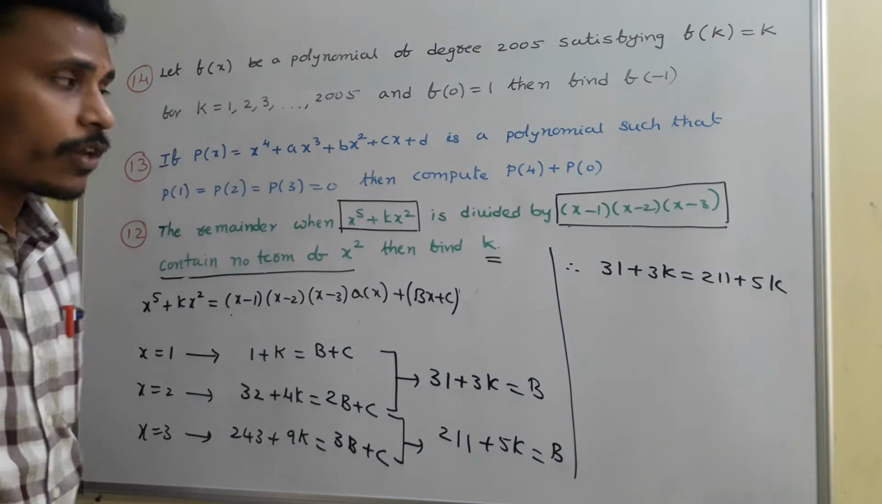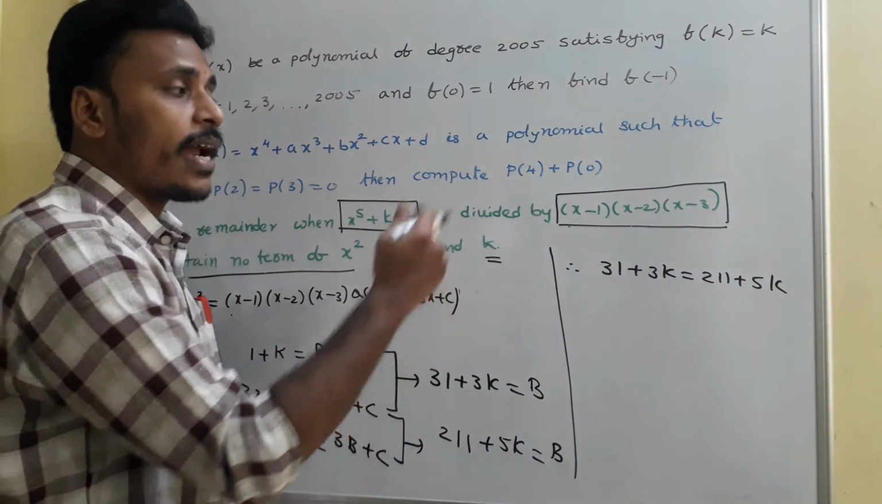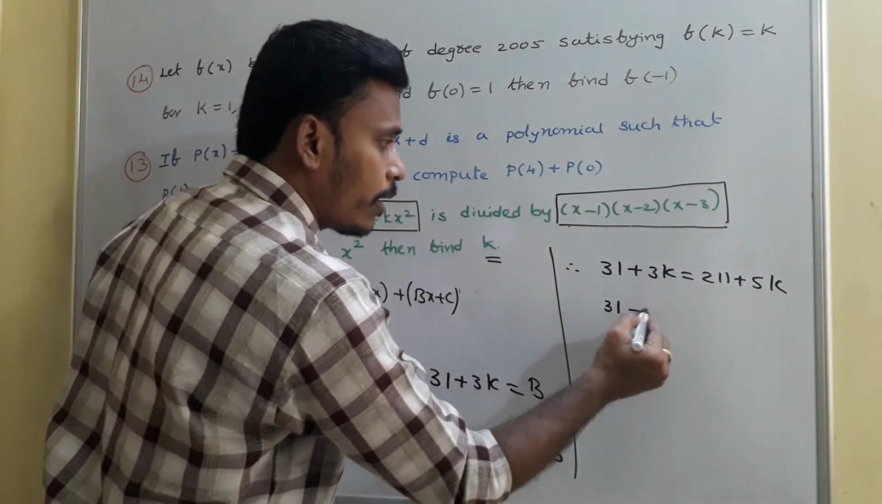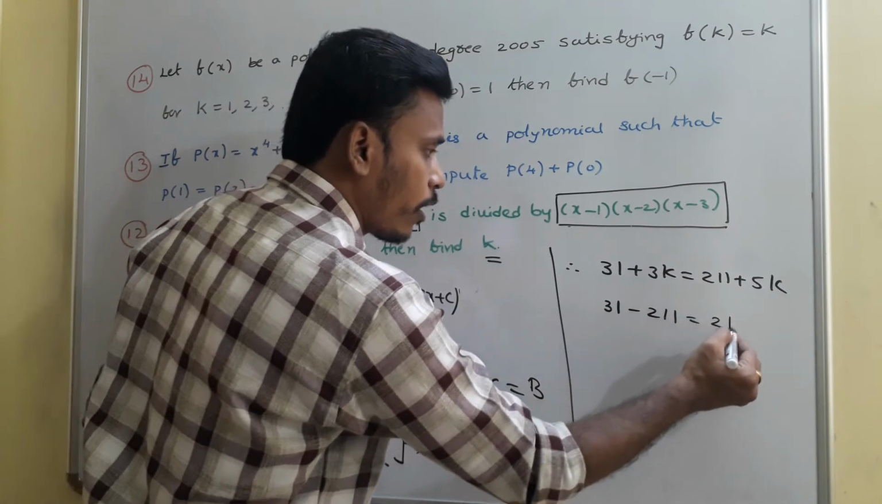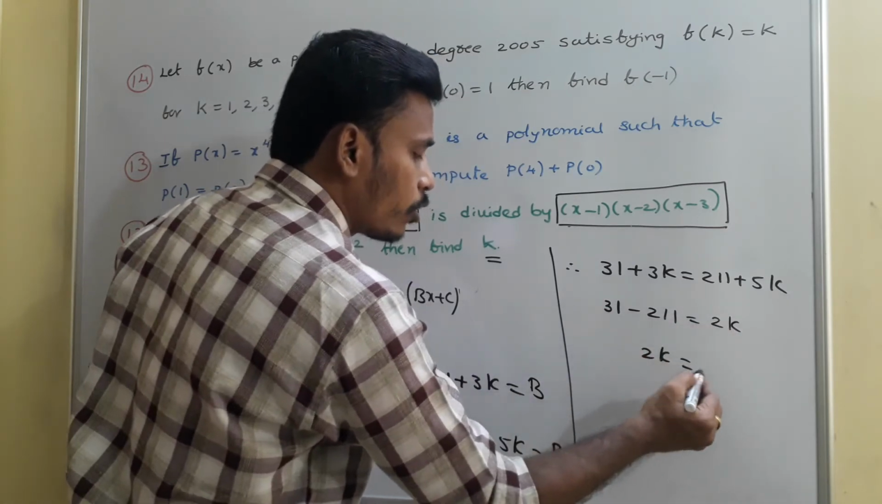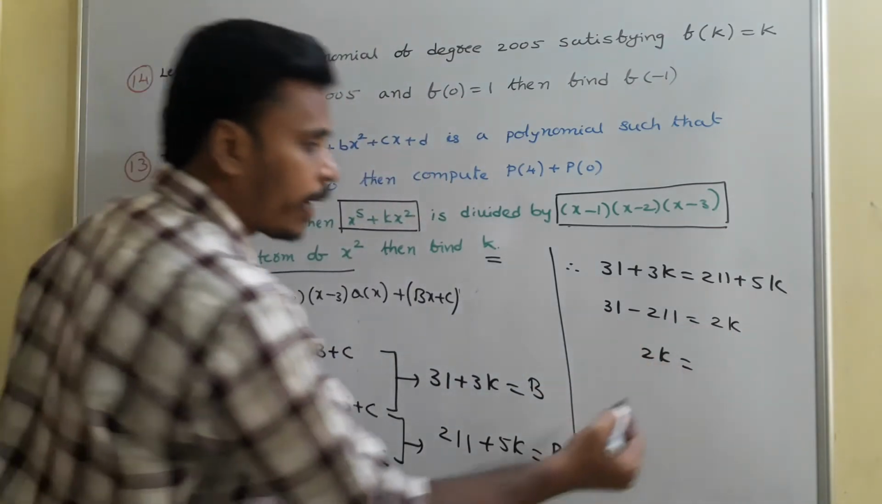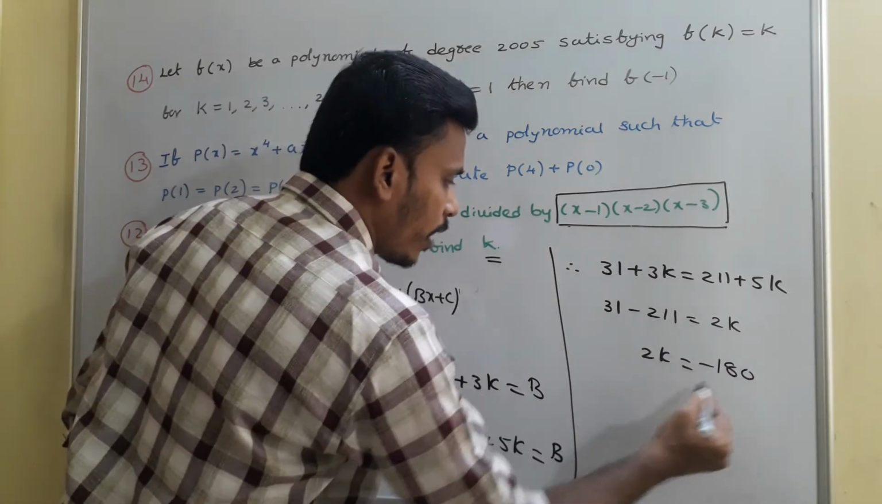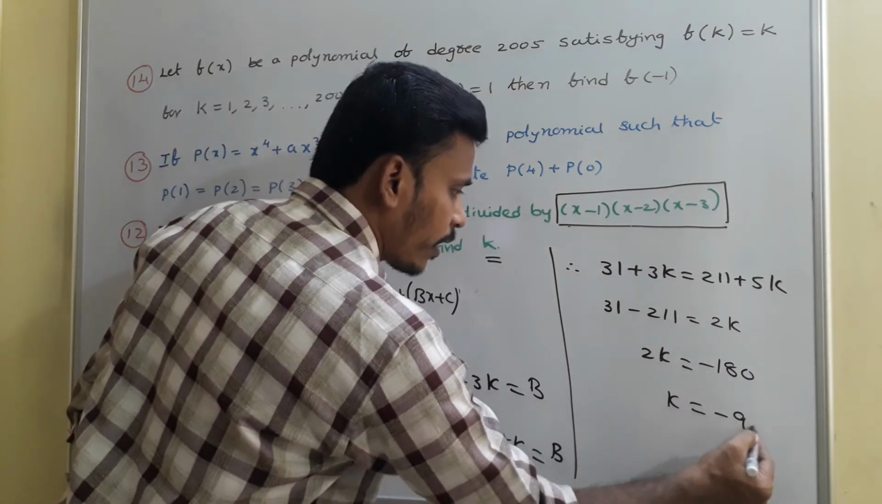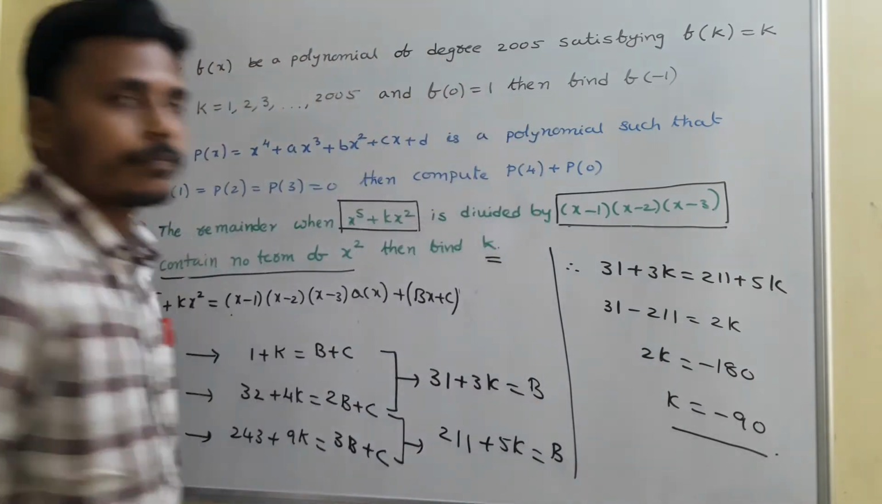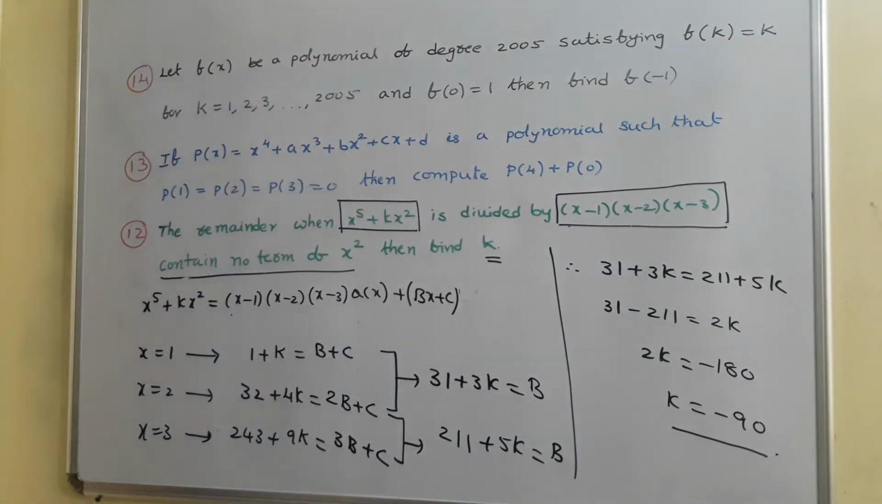Just do the usual simplification. Send this 211 that side, 3k that side. 31 minus 211 is equal to 2k. So 2k is equal to what to say? 180 minus 180. Since 2k is equal to minus 180, k value is minus 90. Just have a look. At the end, our k value for the problem is what? Minus 90.